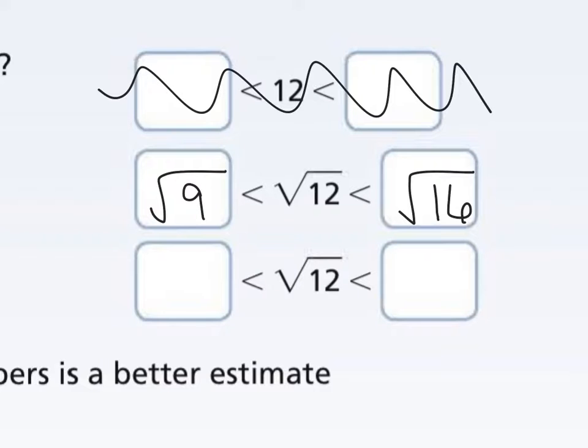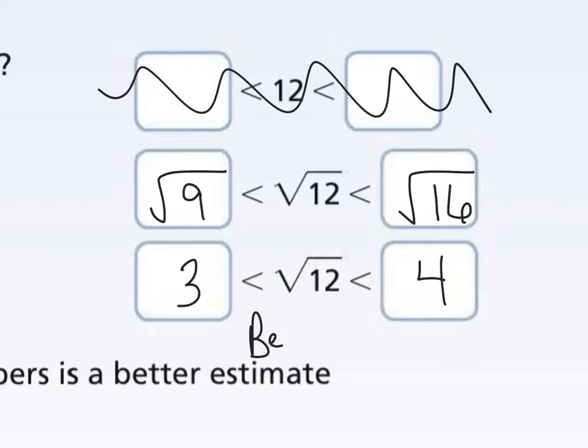So the square root of 9 would be just a little bit smaller. 3 times 3 is 9. At that point, the next line here, we're just taking the square roots of those numbers we just put in. So like we mentioned, the square root of 9 would be 3. The square root of 16 would be 4. So it's in between 3 and 4.